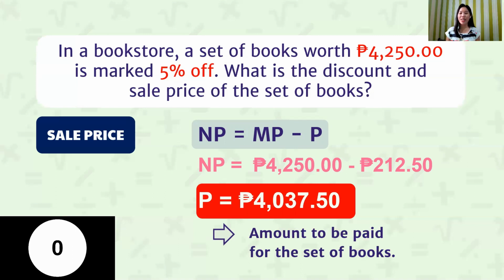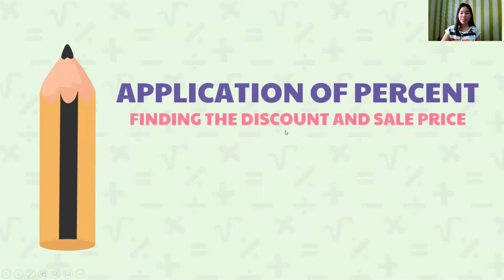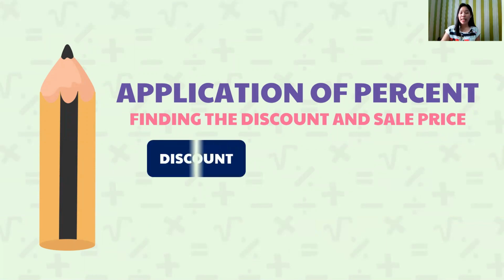You all did a very, very good job. To sum it all up, today we talked about application of percent and we focused on finding the discount and the sale price of an item. We talked about the use of the formulas in discount and sale price. For discount, we have P equals R times B, wherein P stands for the discount, R stands for the rate of discount, and B stands for the marked price.